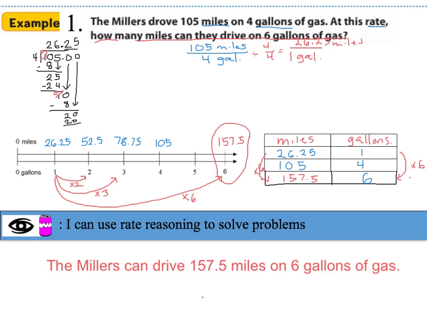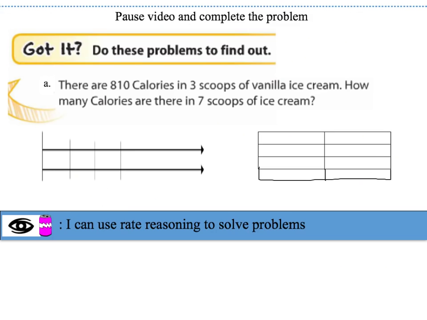And we found that out by using 2 different methods, either the double number line or the table. Both would work. So pause the video, complete the problem, and we will discuss the answer in class tomorrow. Notice in this problem, I'm asking you to solve it using a double number line and a table. Both methods should lead you to the same exact answer.